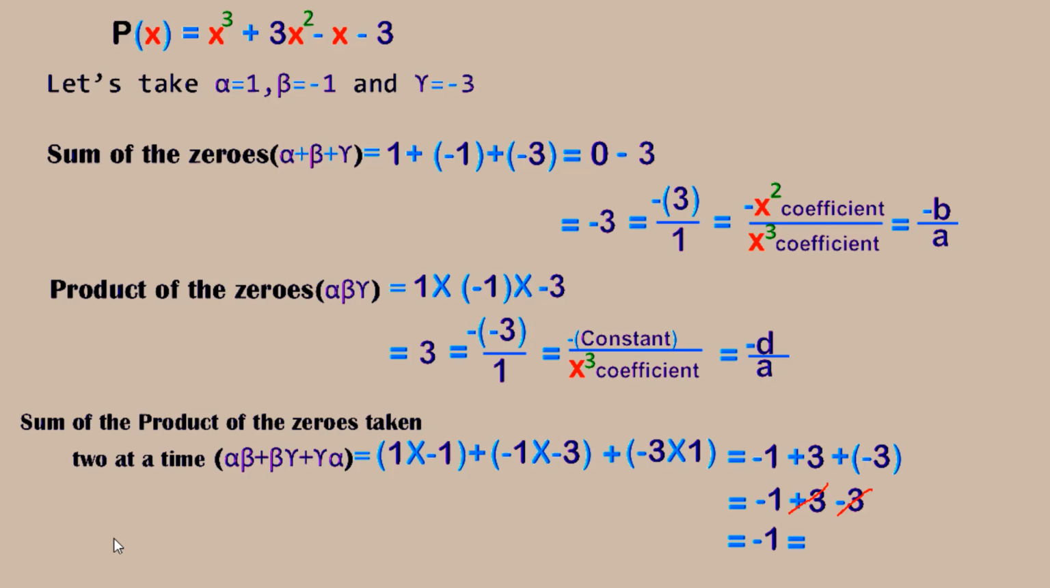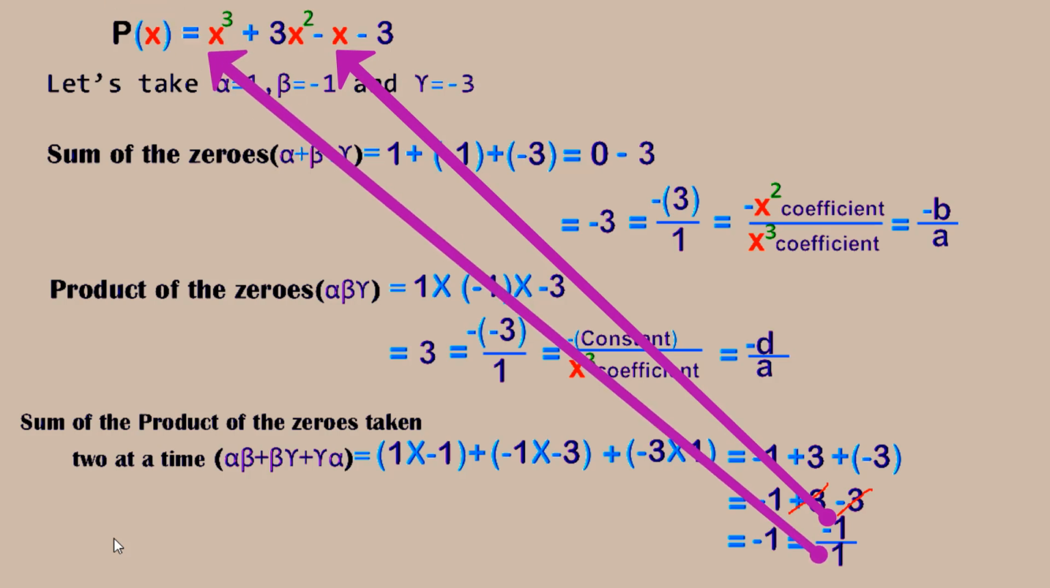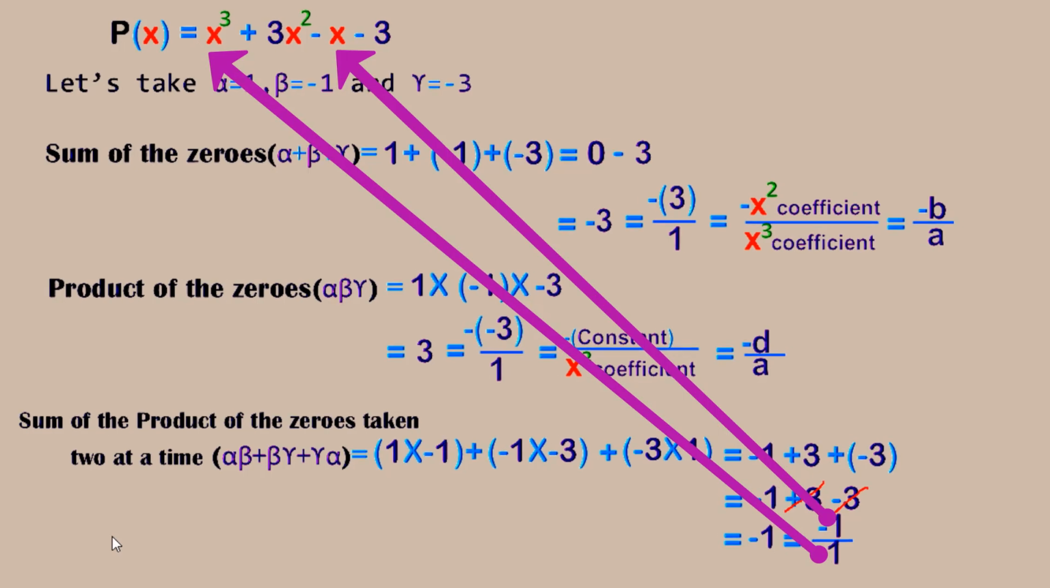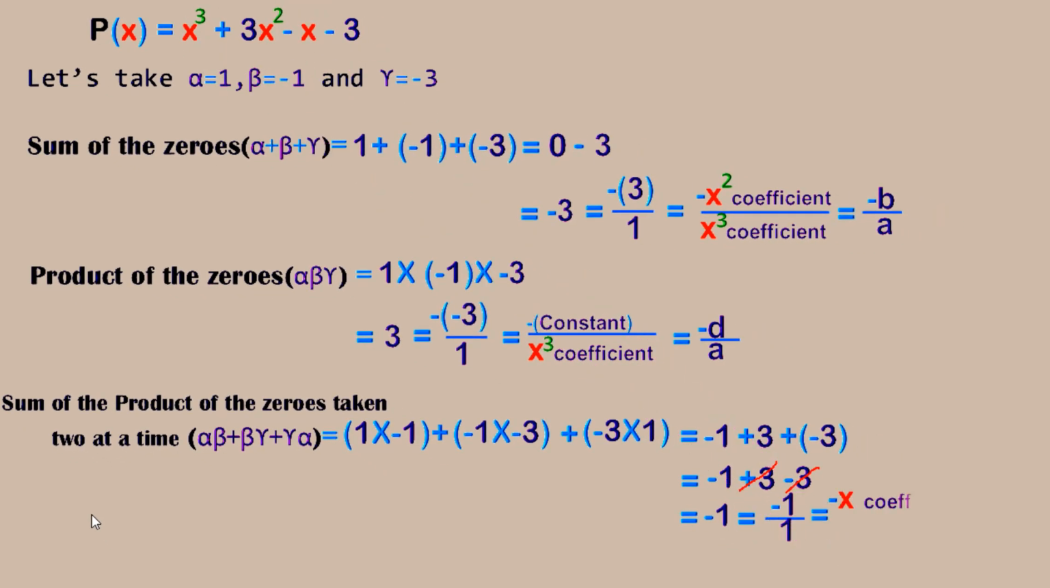Now this minus 1 can be written as minus 1 by 1, and here minus 1 is related to the x coefficient, and in the denominator we have 1 which is related to the x cube coefficient. So we can write this as x coefficient by x cube coefficient, which is nothing but c by a. So hence we verified the relationship between the zeros and the coefficients of the given cubic polynomial.